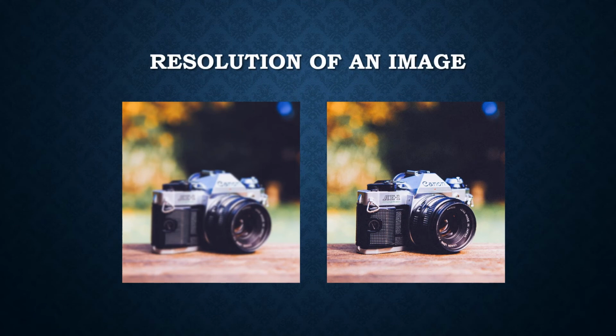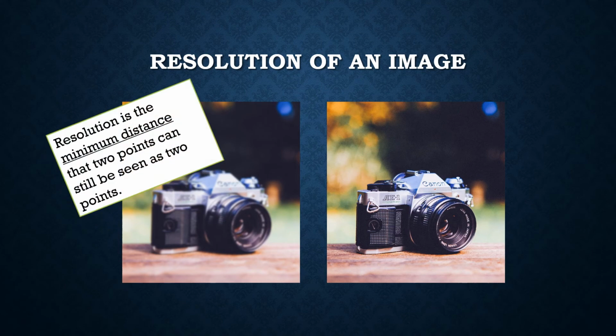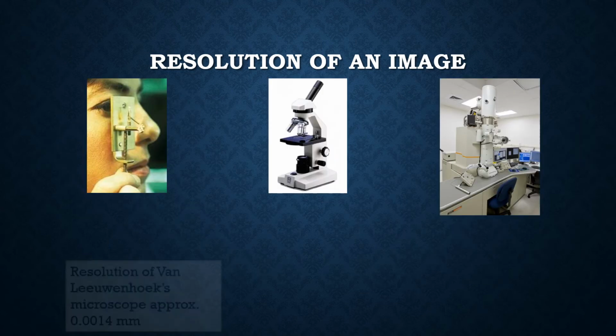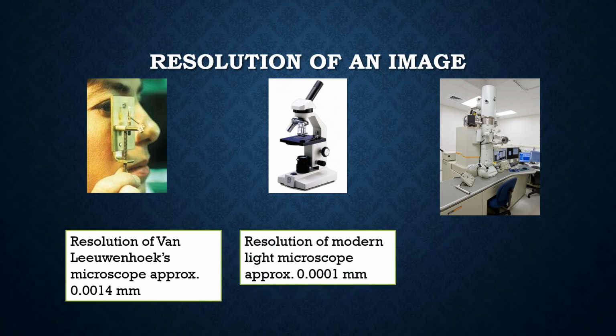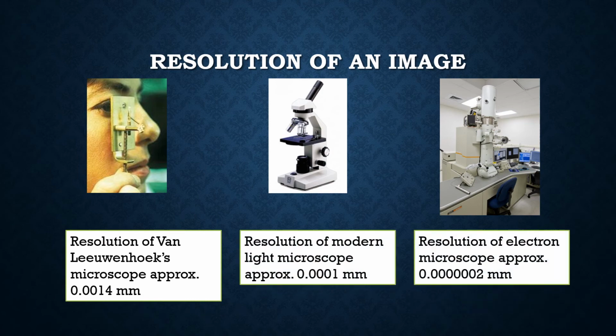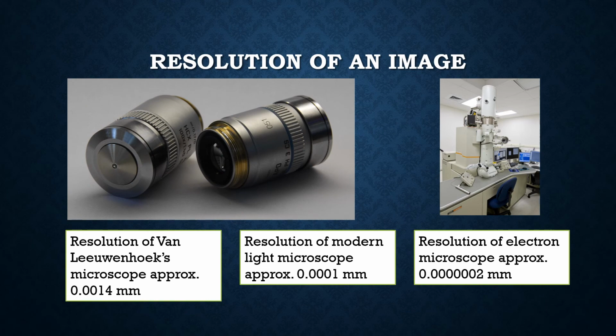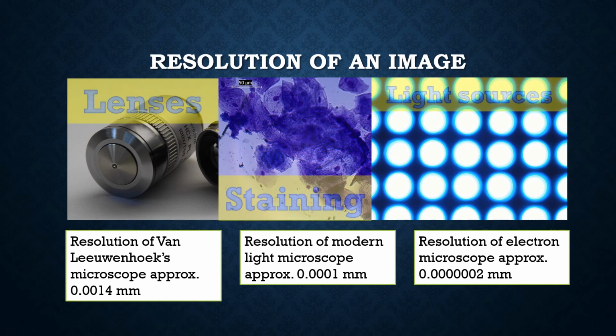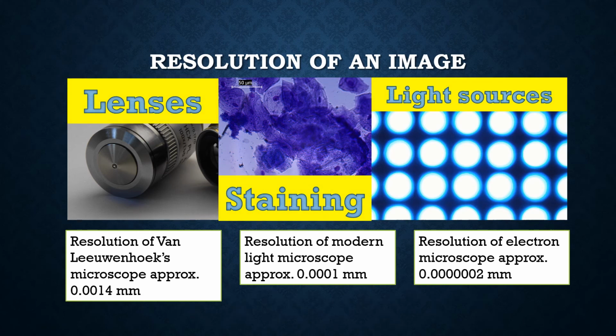Let's talk about the concept of resolution. We can see that the 2 images are the same size, but the one on the right is at a higher resolution. Resolution means the smallest distance that 2 points can still be seen as 2 different points. Higher resolution means a more detailed image. As microscopy has developed, resolution has improved. We now have better lenses, we can stain our specimens better, and also there is development in light sources. All of these contribute to more detailed, clearer, and higher resolution images.